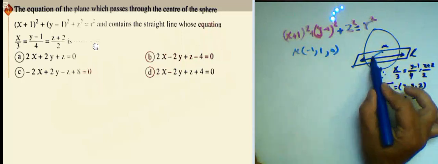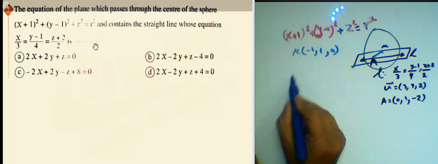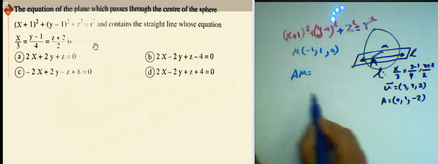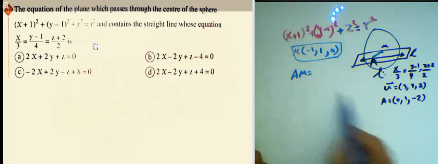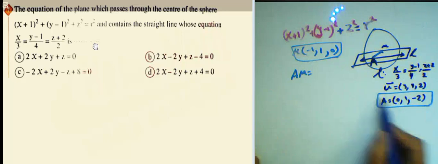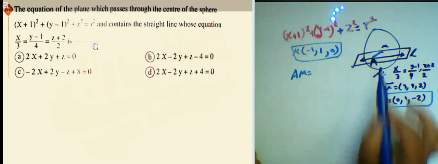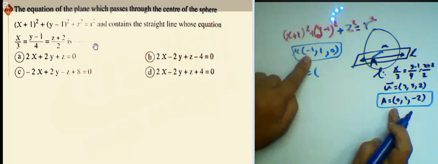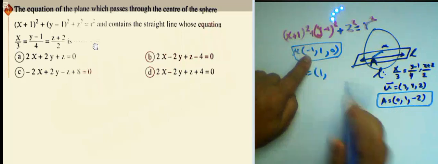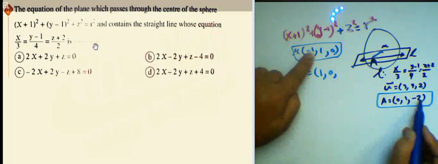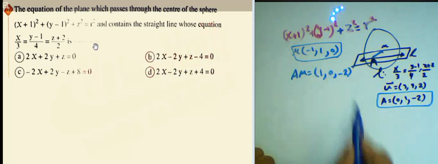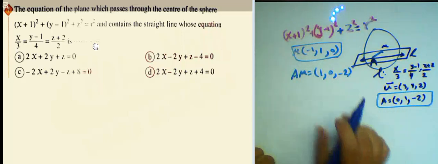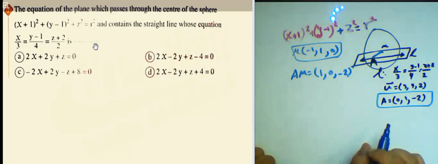So we can find the length of AM, the length of segment AM. We have M and A. We must find the length AM here: 0 minus negative 1 equals 1. 1 minus 1 equals 0. Negative 2 minus 0 equals negative 2. Okay, we have AM here.